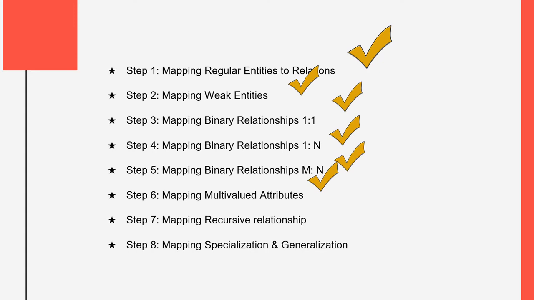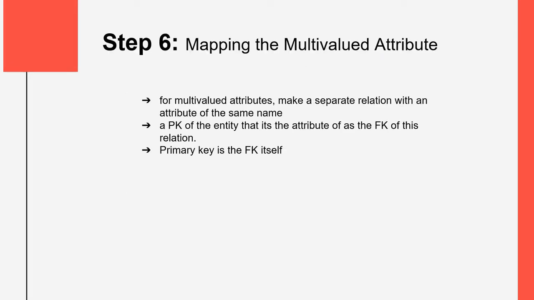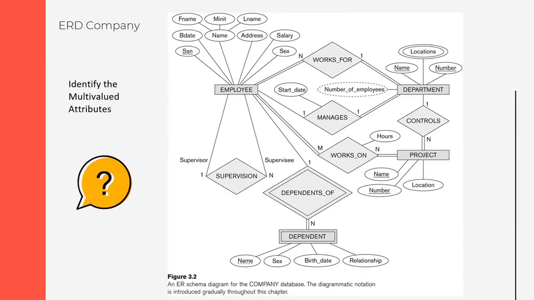So now let's see what is left. We have multi-value attributes and also the recursive relationship in the ERD. We go first to mapping the multi-value attribute. For a multi-value attribute, make a separate relation with an attribute of the same name. Then the primary key of the entity that has the attribute becomes the foreign key of this relation. The primary key is the foreign key itself. So it might be confusing here, so let's see how it is done.